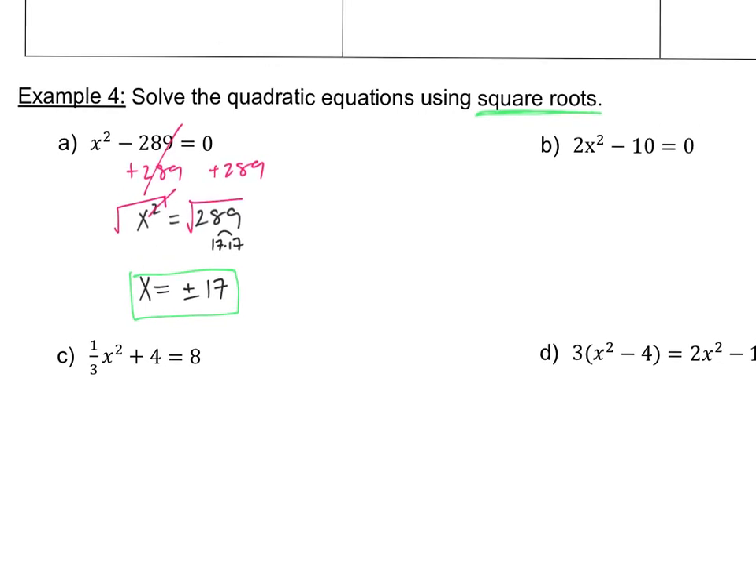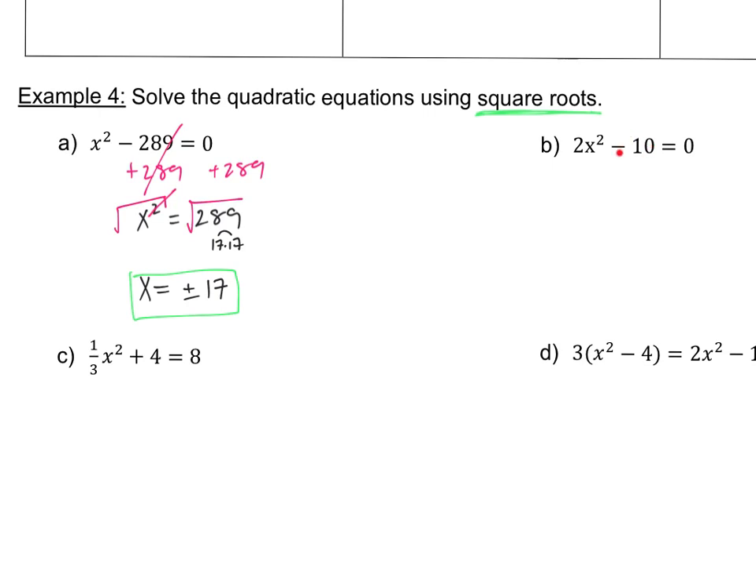So if I were to draw this quadratic equation on a graph, that means that the parabola would hit the x-axis at positive 17 and negative 17, which is kind of hard to see when you're making a graph. But in this case, we found it algebraically, so it was so much easier to solve it algebraically than making a graph.